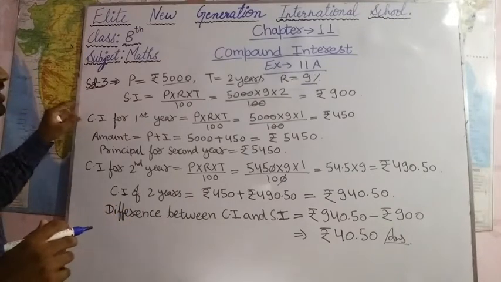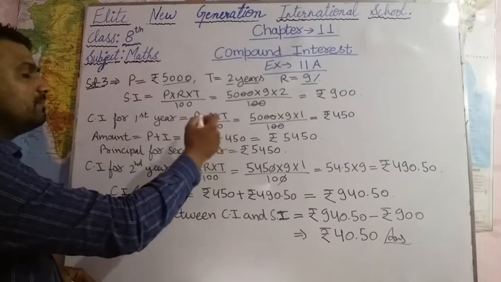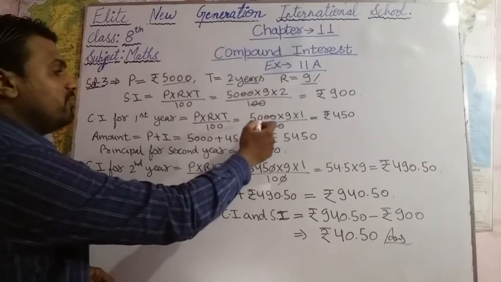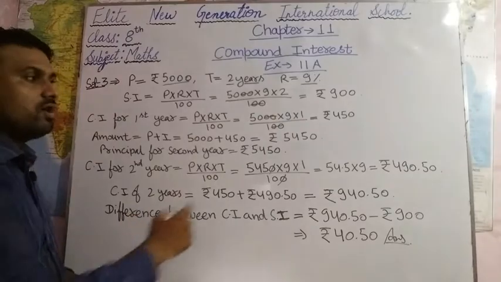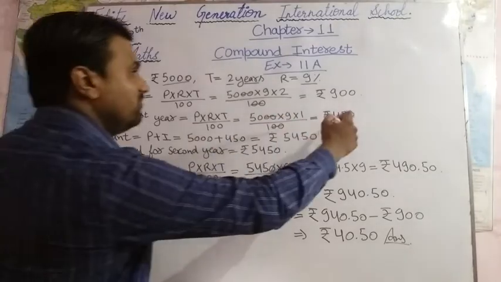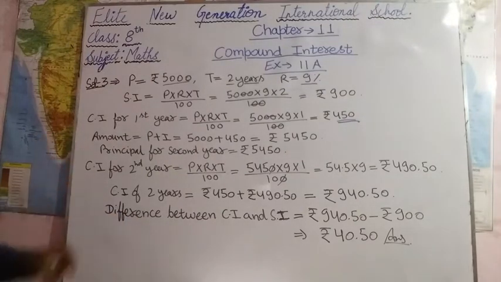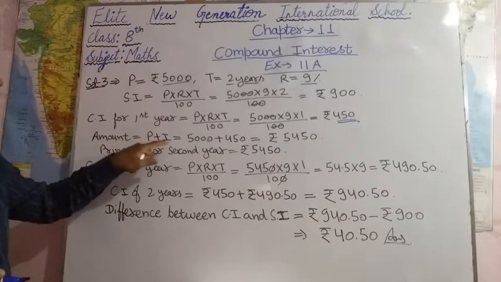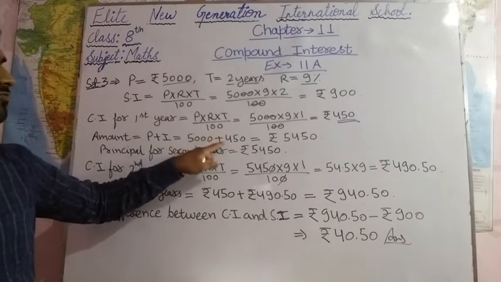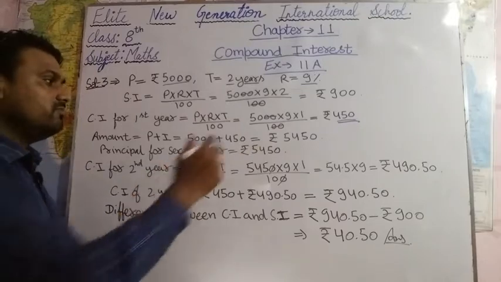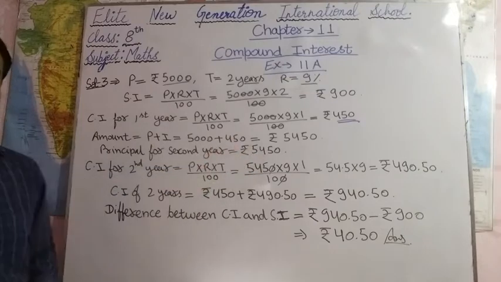Now compound interest for first year or CI of first year, that will be P into R into T upon 100. So it will be 5000 into 9 into 1. Here time will be taken as 1 and upon 100. So by solving it will be 450. This is the compound interest of first year. Now amount will be principal plus interest, that is 5000 plus 450. So 5000 plus 450 will be 5450. Now principal for the second year will also be 5450.